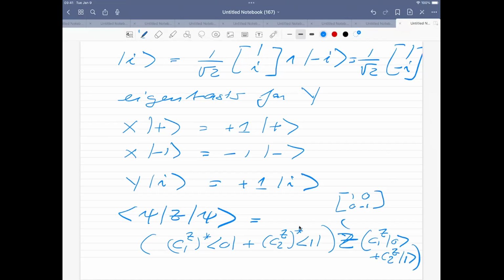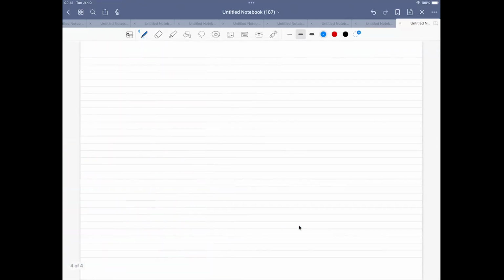And these are just vectors, right? So I'm performing just vector matrix multiplications. And if I do that, then what I would get is that this is simply equal to C1 squared minus C2 squared.